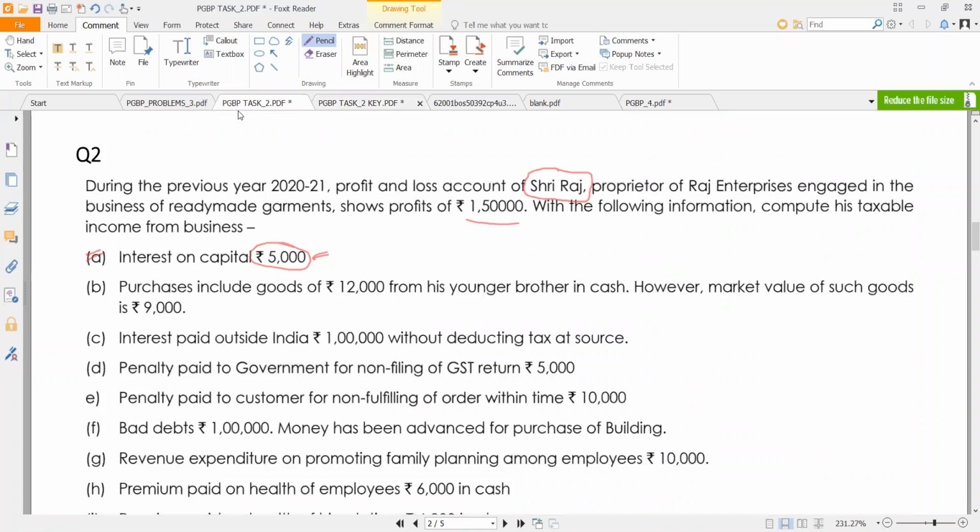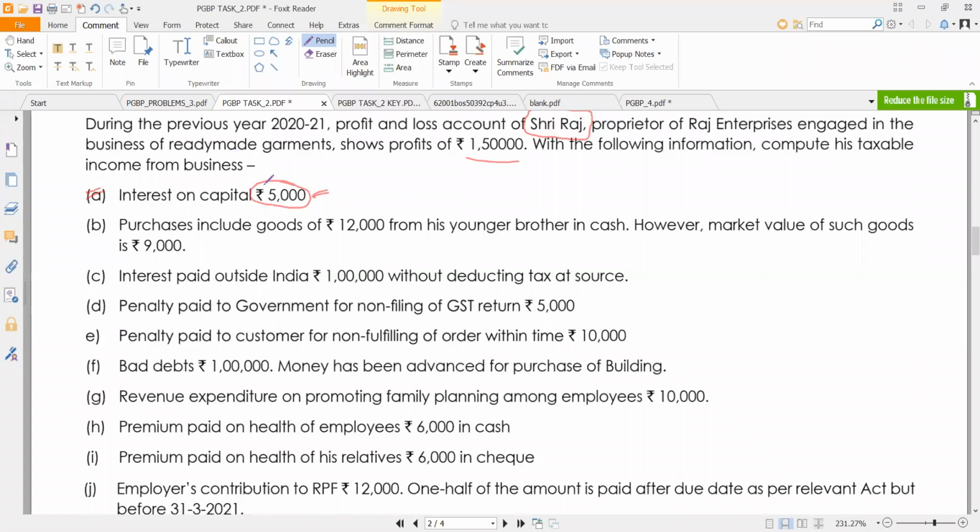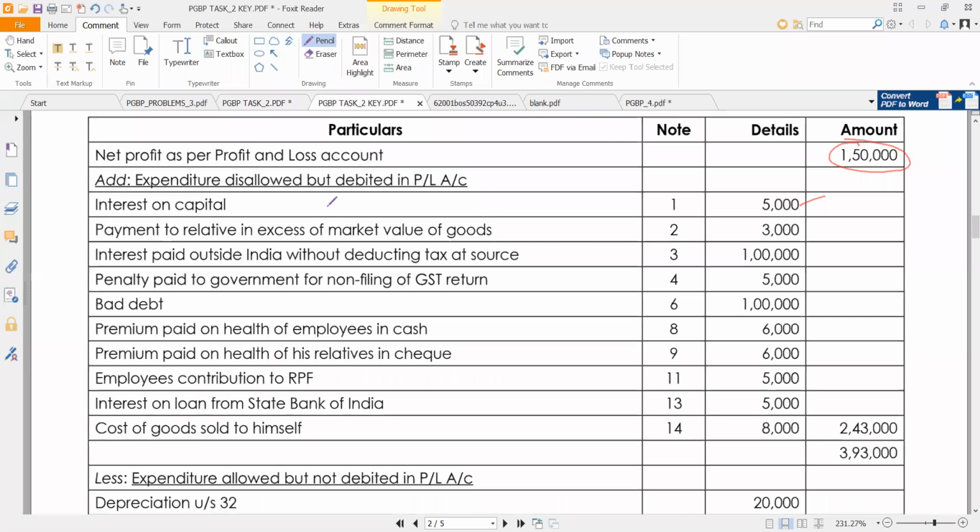Next. Second one. Purchases include goods of 12,000 rupees from his younger brother. Brother is a related person. And in cash that too. However, market value of such goods is 9,000. So the payment happened here, purchases for goods of 12,000, in cash. And the market value of the goods is 9,000. So, 40A2 and 40A3, both will be applicable.